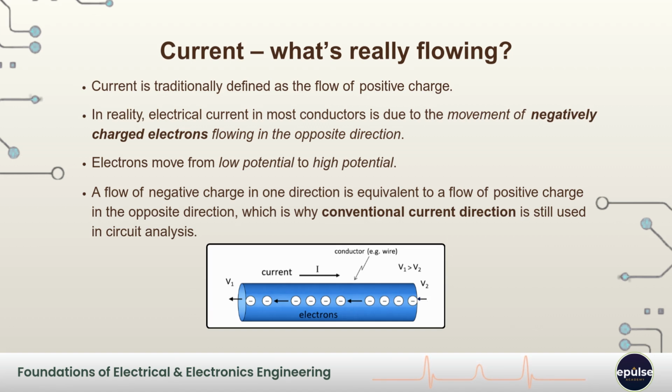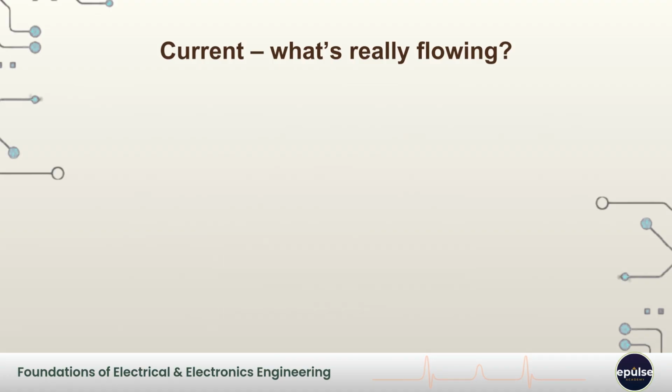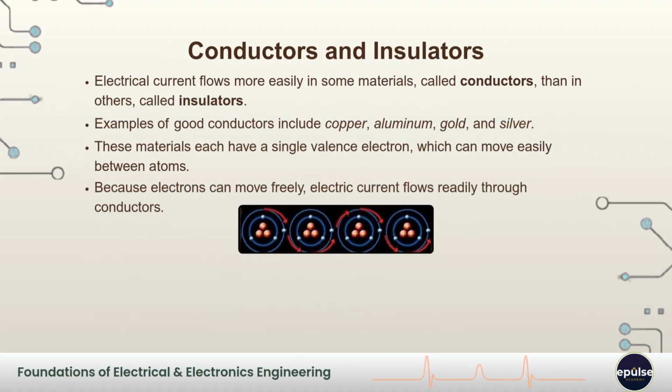Because a flow of negative charge in one direction is equivalent to a flow of positive charge in the opposite direction. For simplicity and historical reasons, engineers still analyze circuits using conventional current direction from high potential to low potential. So remember, electrons move in one way, while conventional current flows in the opposite way, but circuit analysis still works perfectly. Electrical current flows more easily in some materials than in others.